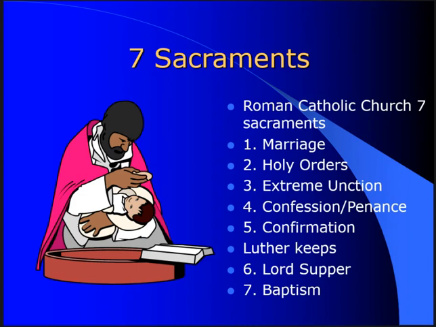All right? Martin Luther rejects these five as something that brings you God's mercy or grace or forgiveness. He keeps two, the Lord's Supper and baptism. Okay? It's not that he doesn't believe in marriage, he does, or confirmation or any of these. He just doesn't see them as sacraments. Okay? So you have to understand at least a bit about sacramental theology in order to kind of understand where Martin Luther's coming from and how this changes things.